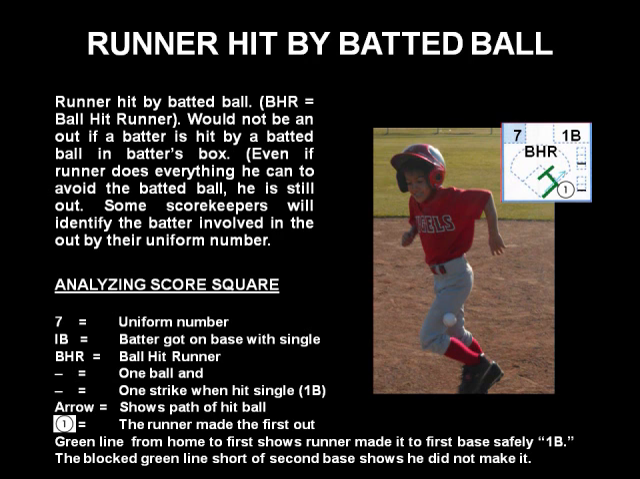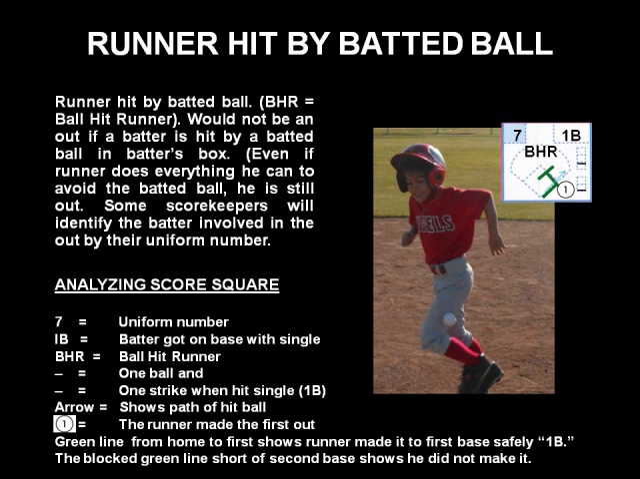The symbol is BHR, and I put here ball hit runner so you know why it's written the way it is. It would not be an out if the batter is hit by a batted ball in the batter's box. In other words, if he swings the bat, the ball hits the ground and then hits the batter or goes directly to his body. Many major leaguers actually hit their leg and shoe with a batted ball. But as long as you're in the batter's box, you're not going to be out.